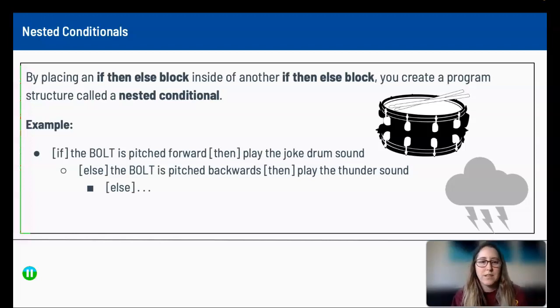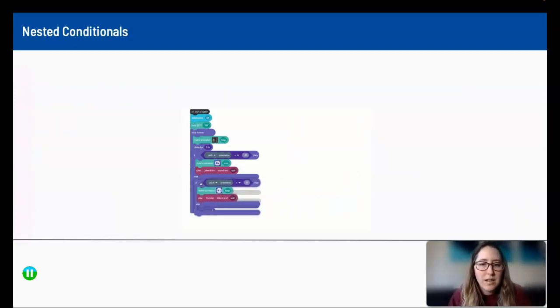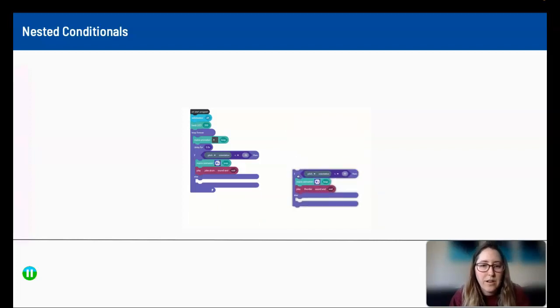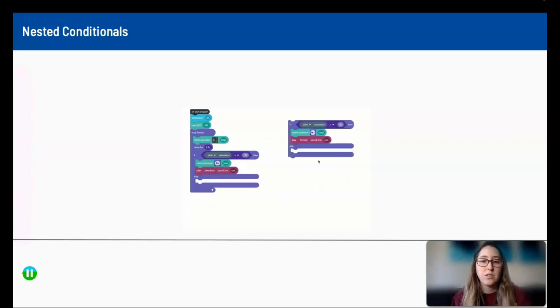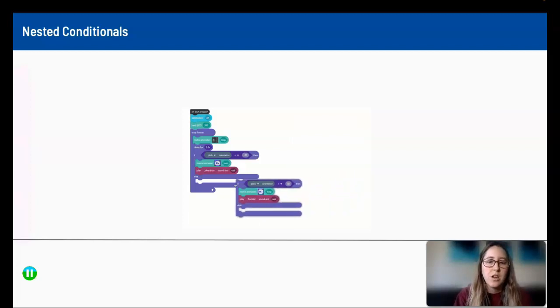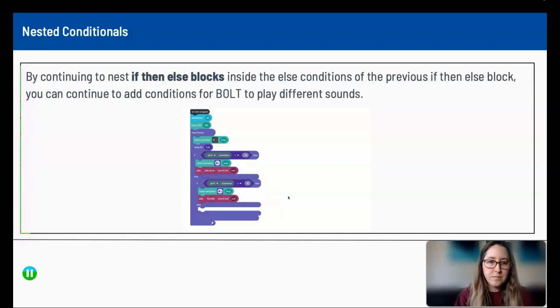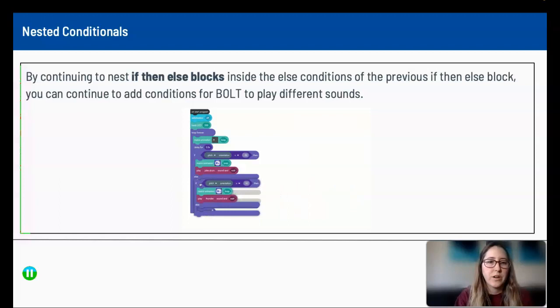An example of this can be seen on this slide right here, where you see a user clicking and dragging an if-then-else block inside another if-then-else block right there. And this can go on and on and on. And you're going to use these nested conditionals along with those sensors to create a program that will help you tell a story. And that's what this is explaining right here. You can keep going on and on and on.